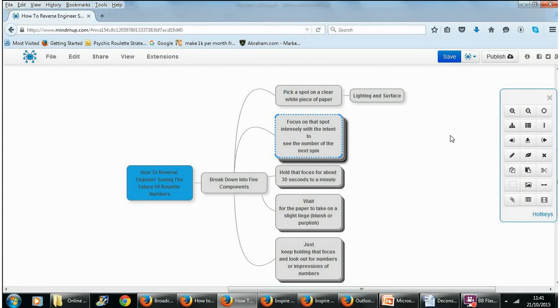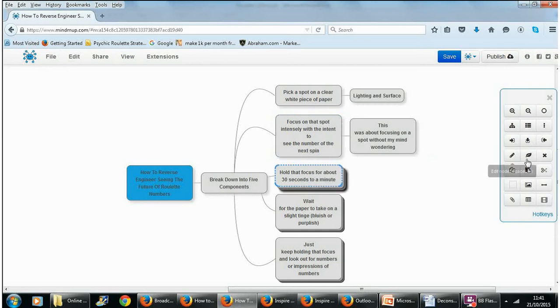So for example, the second one is about focusing on a spot intensely with the intent to see the number of the next spin. Now the skill for that was about holding my focus in one spot without allowing my mind to wander about what I'm going to eat tomorrow, what I was going to see. So just to keep my mind focused on one spot. And how I did that was I looked for different meditational practices that would allow me to hold my mind in one place without letting it wander.